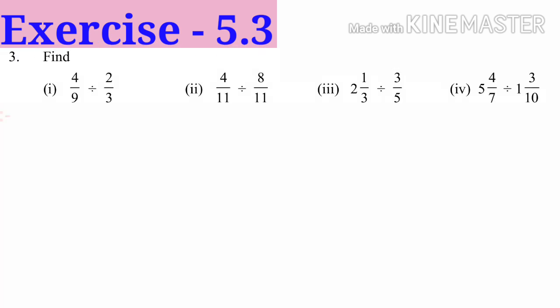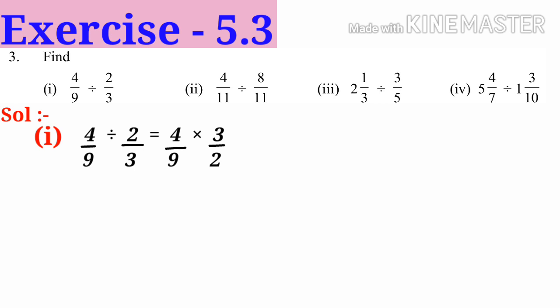Now third problem, find 1 2 3 4 solution. First one, 4 by 9 divided by 2 by 3, it can be written as 4 by 9 into 3 by 2, because reciprocal of 2 by 3 is 3 by 2. On simplification by 2, 2 ones are 2, 2 ones are 2. On simplification by 3, 3 ones are 3, 3 ones are 3. In the numerator 2 into 1, denominator 3 into 1, that is 2 by 3.